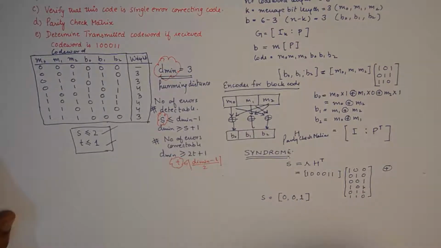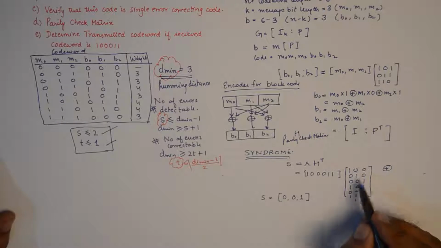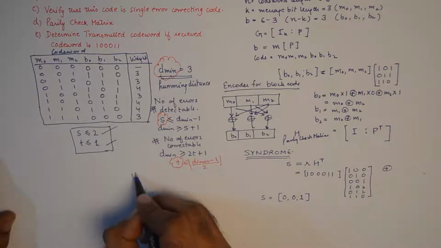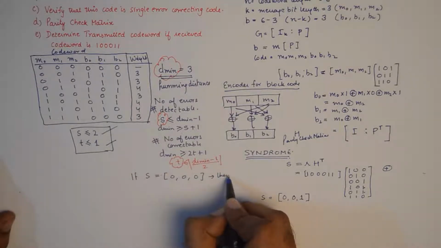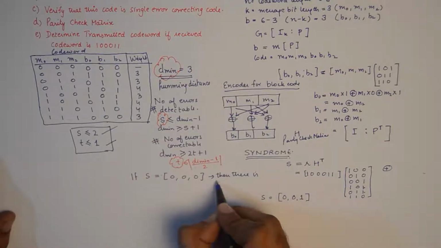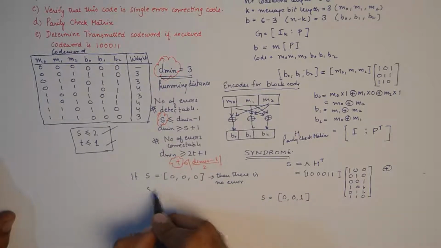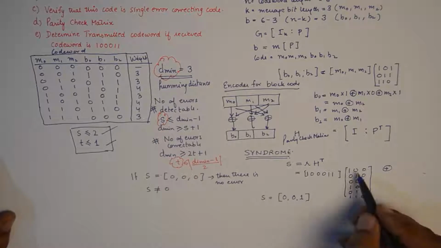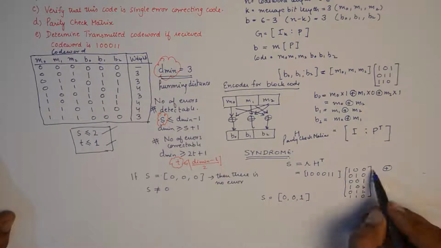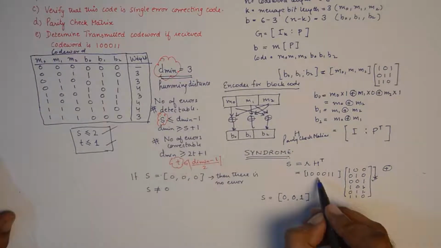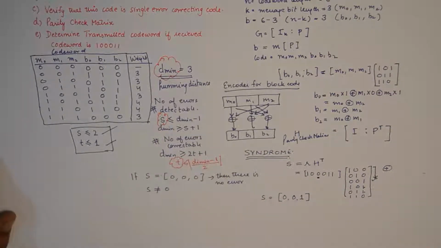Now we need to see this syndrome in the H transpose matrix. Where do we find 0, 0, 1 in the H transpose matrix? We'll surely find this syndrome in H transpose matrix. If syndrome is 0, then there is no error. However, if syndrome is non-zero, then we need to find out where the exact match is found. So 0, 0, 1 is here. So it is the third row from the top. So the third received bit is erroneous.